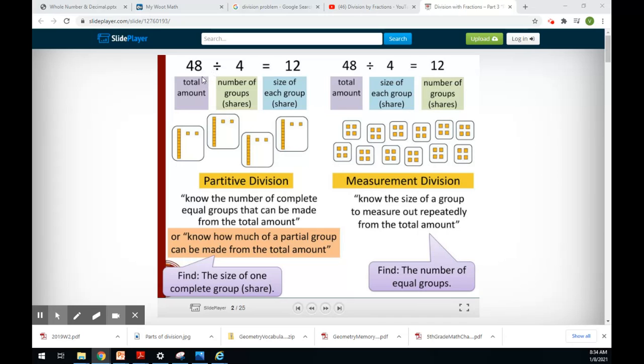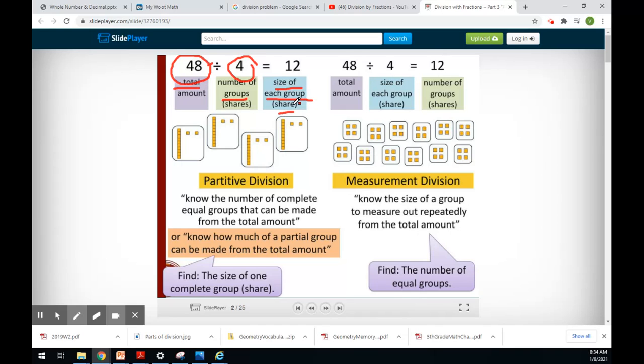So let's look at this one here. Let's say that we have 48. I have 48 cookies, and I have 4 friends, and I want to figure out how many cookies each friend gets. So this type of division is I have a total, I have a group, and I need to figure out the size of each group or how much I'm sharing. So think about this as the sharing division, which is why it's called partitive division.